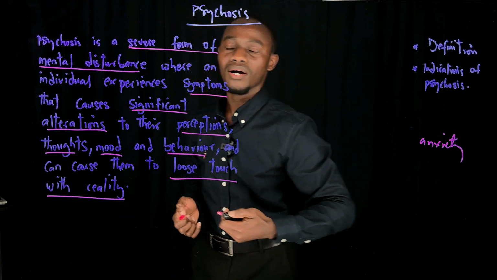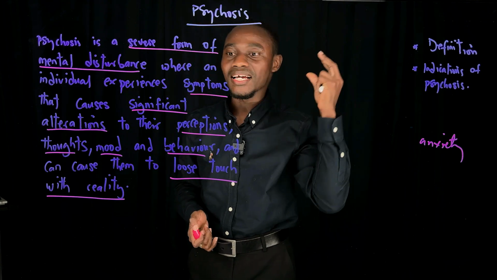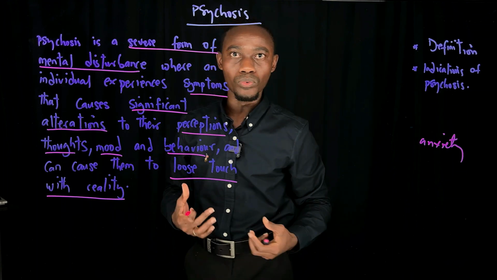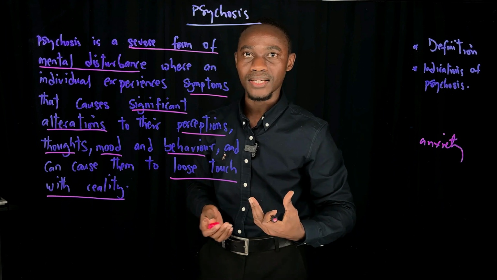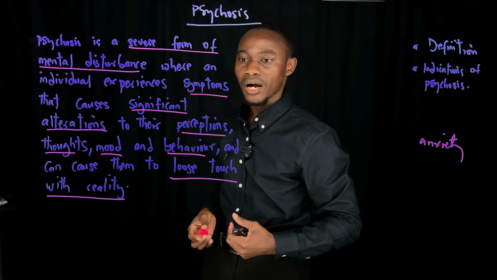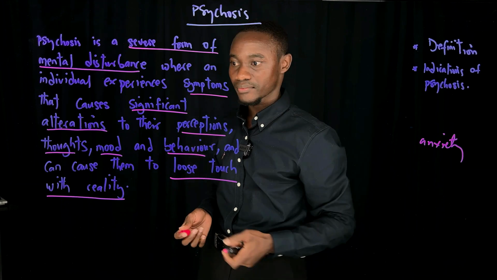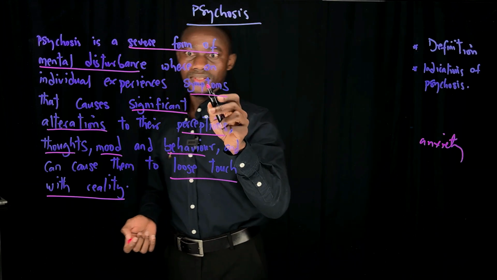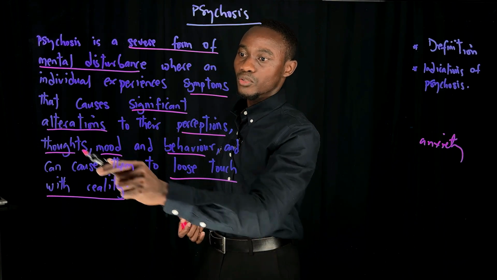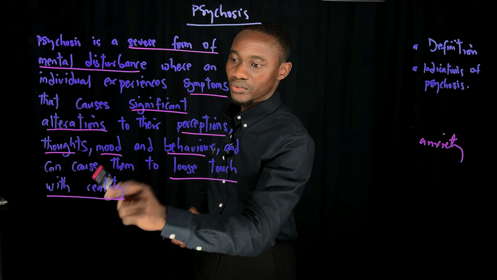It can also affect their thoughts, that is, the kind of things they are thinking about or how they think. It can also affect their mood, how they feel and how they express their emotions, and can also affect their behavior, how they act, how they react, and how they conduct themselves. And all of these signs and symptoms that causes significant alterations to their perceptions, thoughts, mood, and behavior can cause them to lose touch with reality.